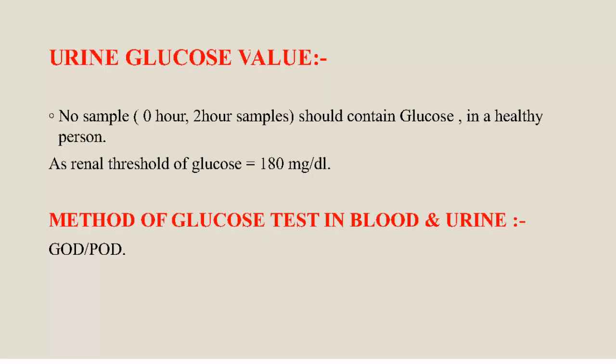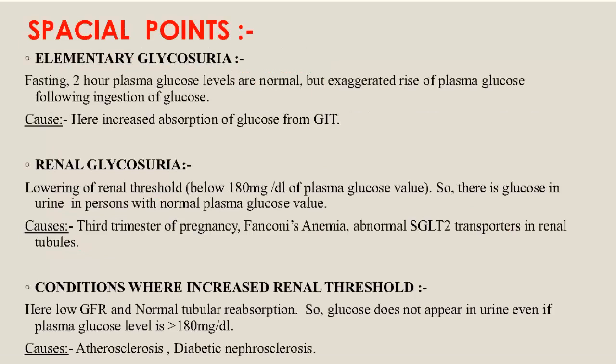Now, what is the method of glucose estimation in blood and urine in case of OGTT? It is the GOD-POD method, glucose oxidase and peroxidase method. Both urine and blood are tested by this method. Now I am going to the next slide, that is some special points about the interpretation of the OGTT curve.